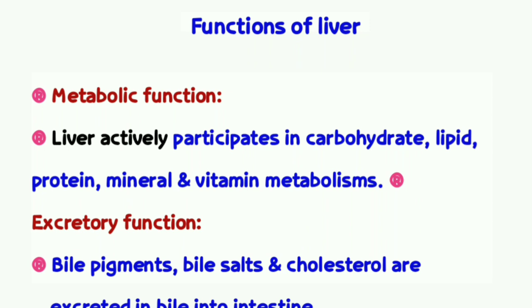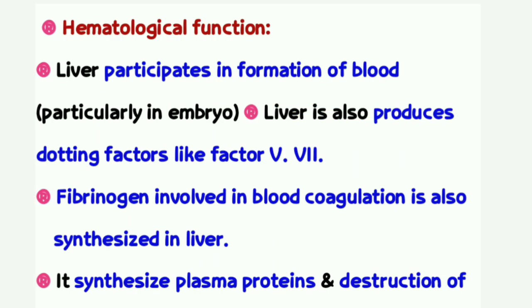Excretive functions: bile pigments, bile salts, and cholesterol are excreted in bile into the intestine. Hematological functions: the liver participates in formation of blood, particularly in the embryo. The liver also produces clotting factors like factors 5 and 7. Fibrinogen, involved in blood coagulation, is also synthesized in the liver. It synthesizes plasma proteins and destroys erythrocytes.